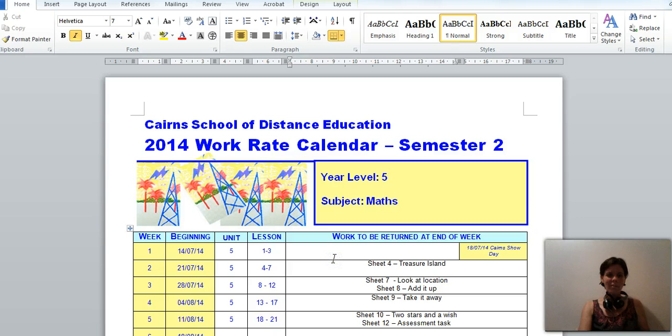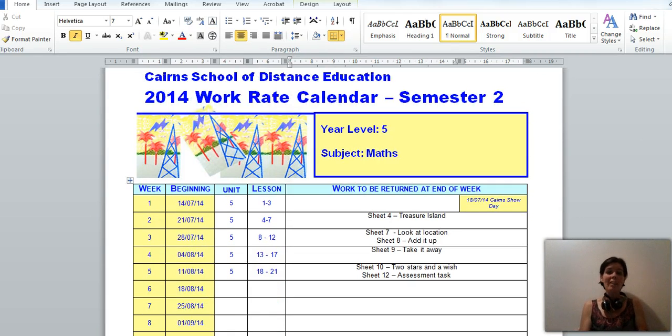What you'll see on the screen at the moment is your work rate calendar for Unit 5 Maths. Again, you'll see that there is a send-in nearly every week, but the send-ins aren't too huge until it gets to the assessment task. And even then it's not too bad. Ideally with maths, the kids should aim to do 4 lessons a week. In the first week, I've only put 3 because of the Cancer holiday, so we're just allowing time for that.